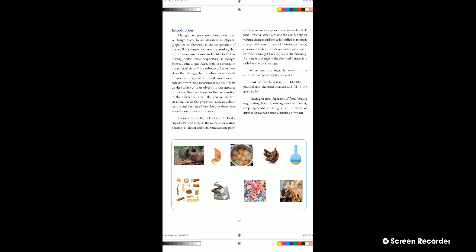Clear, children? So what are physical changes and chemical changes? Fill in the physical changes and chemical changes, and write the result here only. Okay, in class 6, the 6th standard, we read that matter is classified as solid, liquid, and gas, based on the physical state. So in the 6th standard we already discussed solid state, liquid state, and gas state.